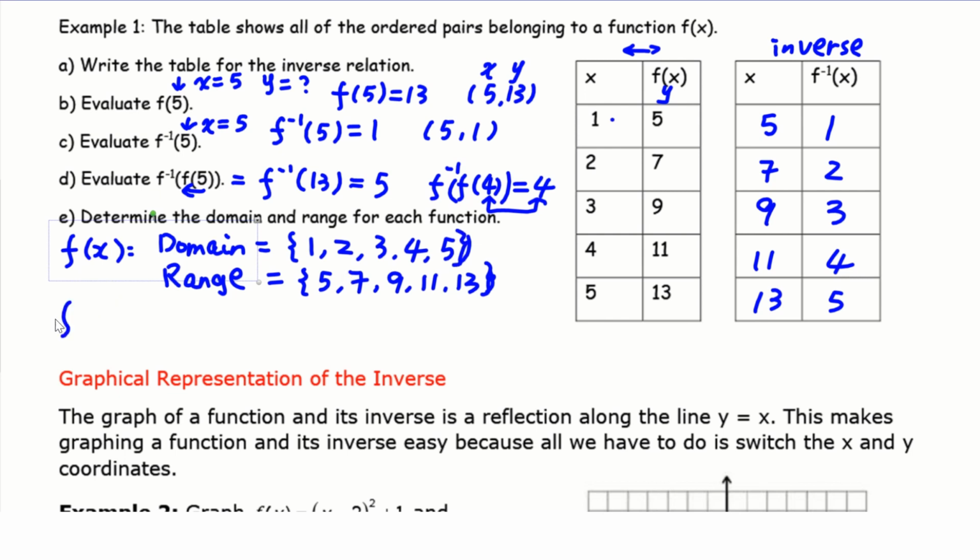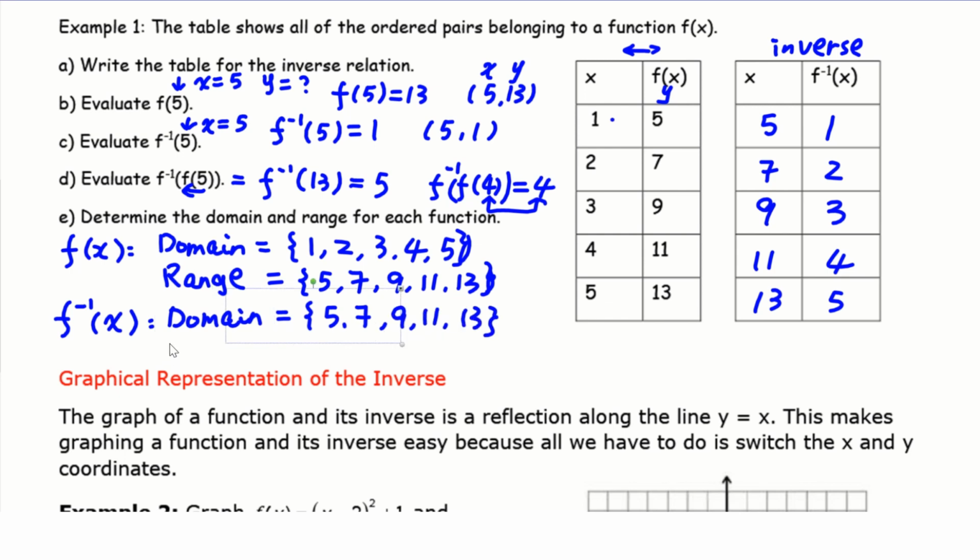Then for the inverse function, f inverse at x, you will see that the domain is just a flip of the range and domain of the original function. So the domain is the range of f at x, and the range is the domain of f at x. For the inverse function, the domain and the range are just switched. Then you have the new domain and range.